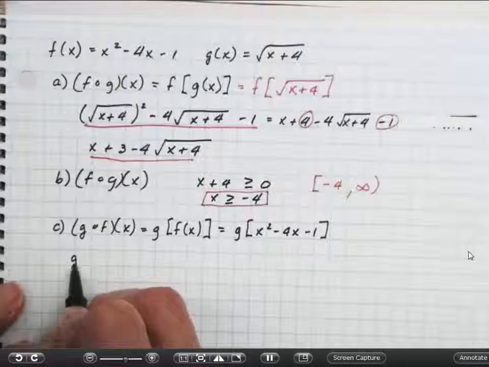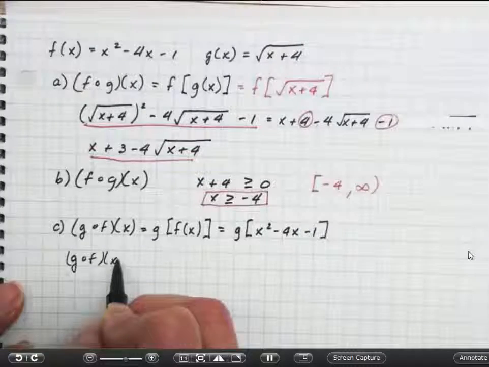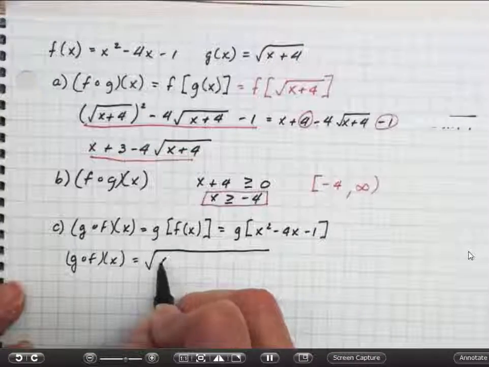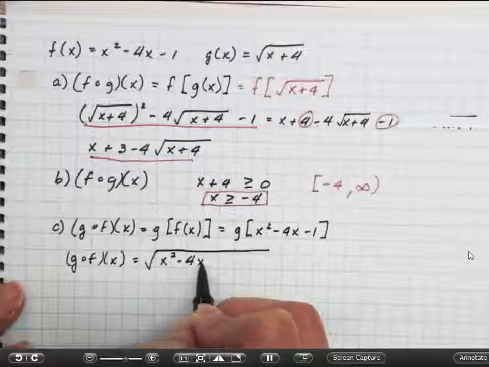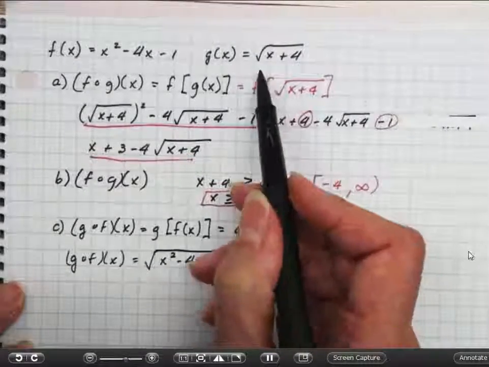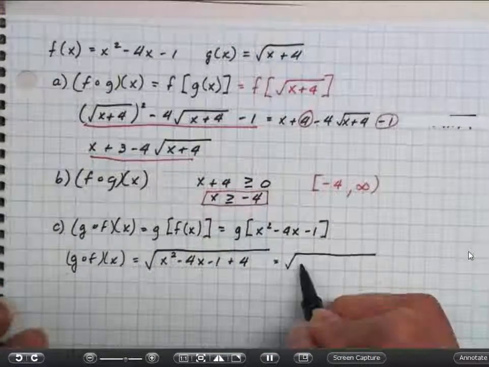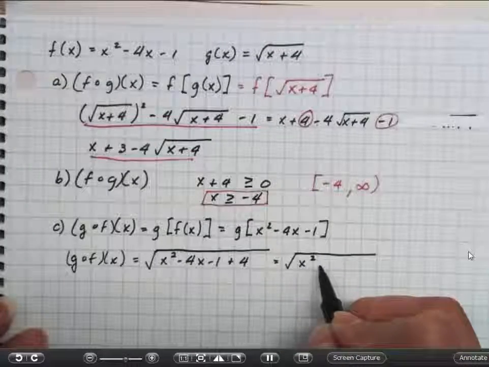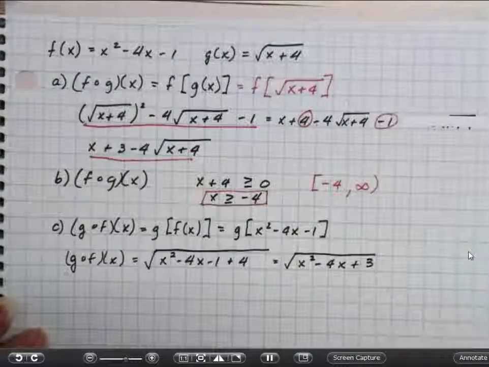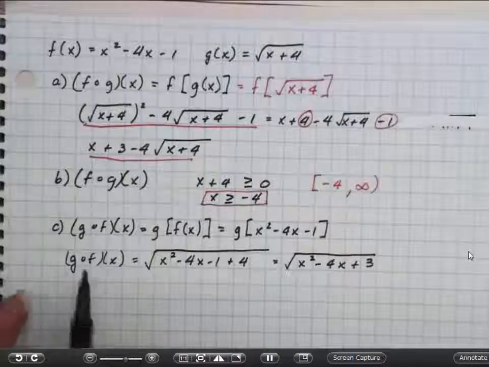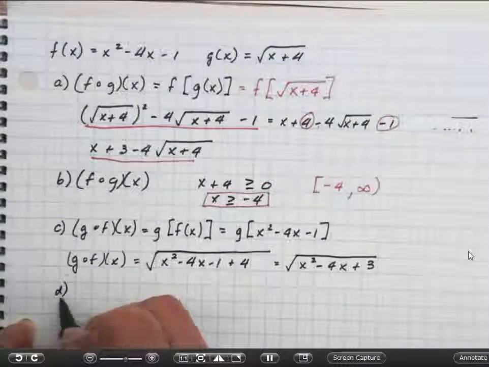g of f of x is going to equal the square root of x squared minus 4x minus 1. That's the x part, plus 4. Go ahead and simplify. You should get x squared minus 4x plus 3. Okay, so that's part C. That's the simplified version. Part D, it says find the domain.